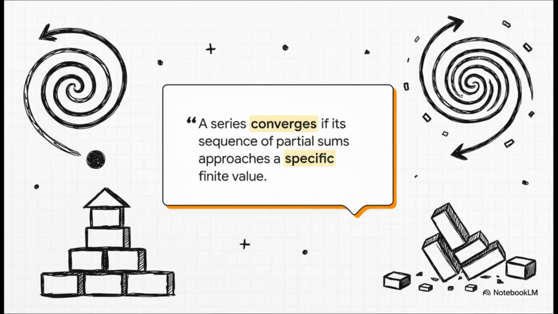So here's the absolute key. We say a series converges if, as you keep adding more and more terms, your running total gets closer and closer to one single specific number. It doesn't fly past it, it doesn't just wander off, it settles down on a final value. If it doesn't do that, we say it diverges, and basically our whole building project has failed.